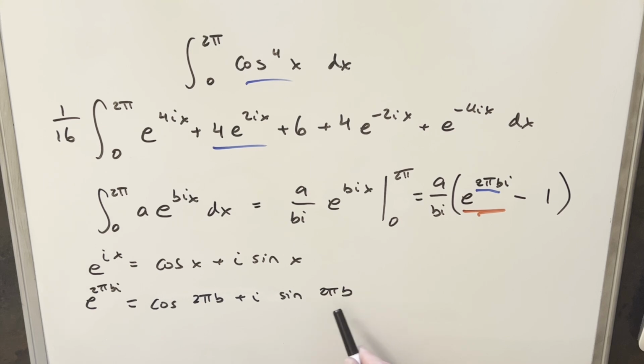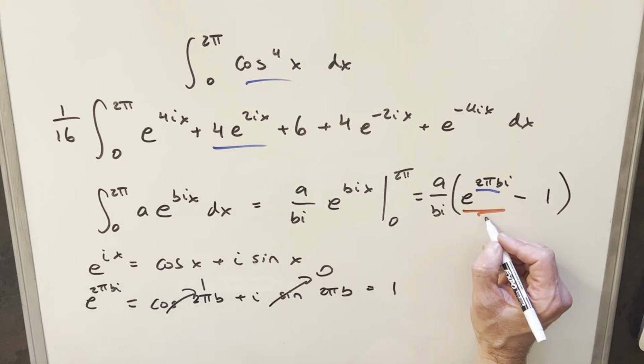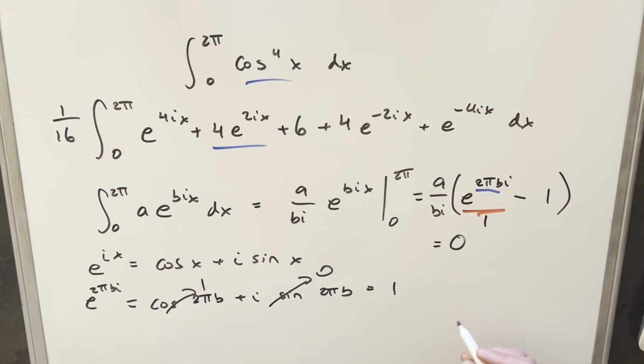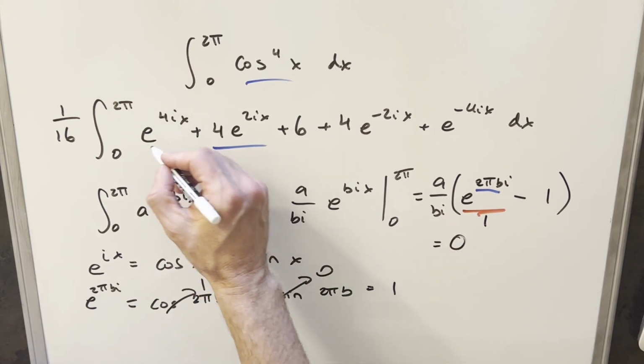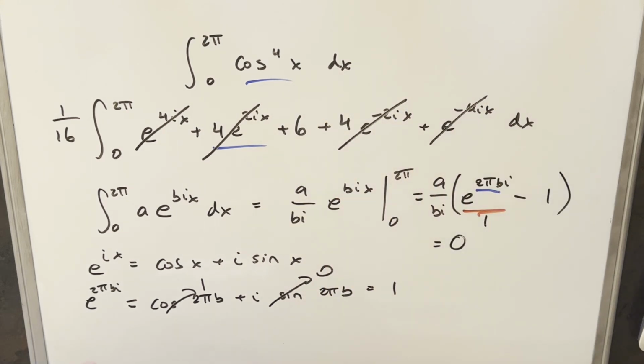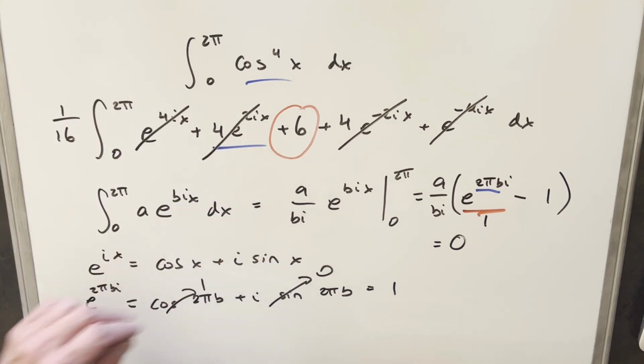But if b is an integer, then here we have some integer multiple of 2 pi. Sine of a multiple of 2 pi is going to be 0. And cosine of 2 pi b, again with b being an integer, is always going to be 1. So 1 minus 1 means that this expression is always going to be 0. What this allows us to do is cancel this, because this is 0, this is 0, this is 0, this is 0. But this one isn't 0, this is the 6. So we can clean everything up and just deal with the 6.